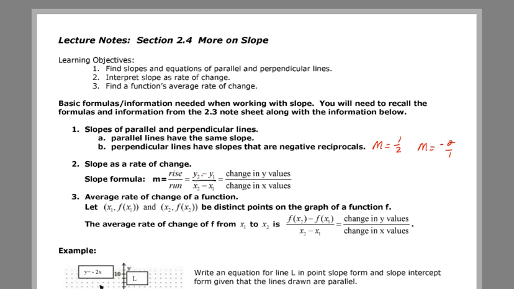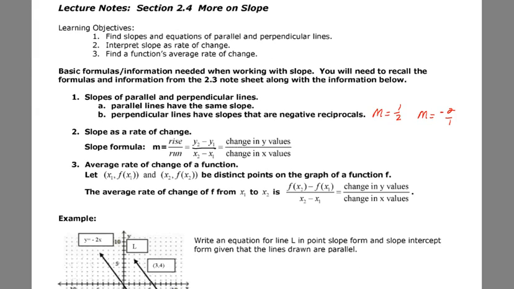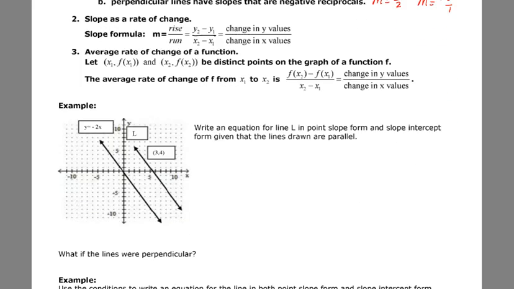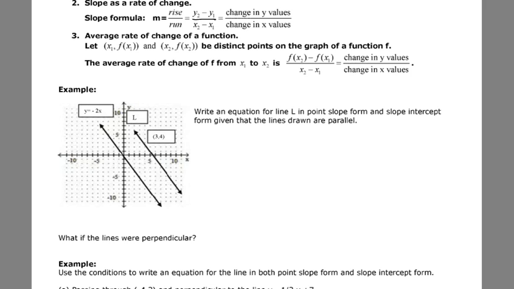Recalling the slope formula, y2 minus y1 over x2 minus x1, interpreted as rise over run, it's also called change in y over the change in x, and the average rate of change of a function. When we get to it, we'll recall that formula as we need it. So let's get started. Let's look at this situation where we're going to look at some more concepts of slope.